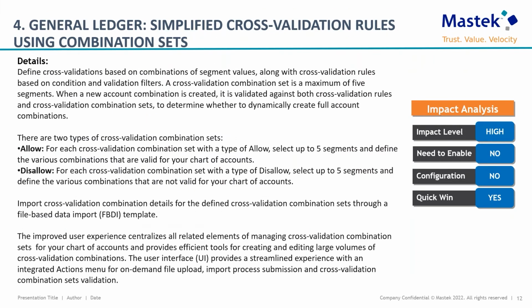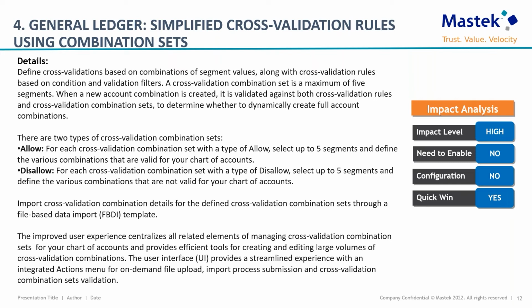Moving on with the general ledger, we have simplified cross-validation rules using distribution combination sets. This is one of the most major highlights of the changes which Oracle is introducing with the general ledger in 22D. So till now, for the security features of the general ledger, we only had segment value security rules and cross-validation rules. But with 22D, Oracle has introduced a new security feature, or enhanced the current security feature of cross-validation by introducing combination sets.